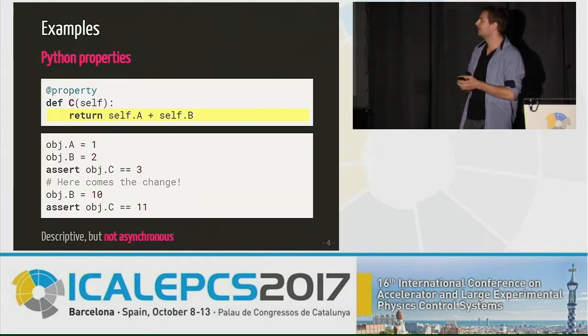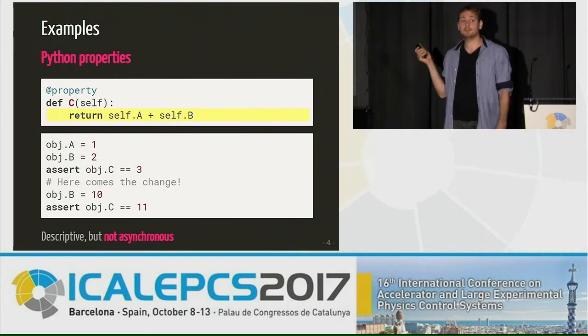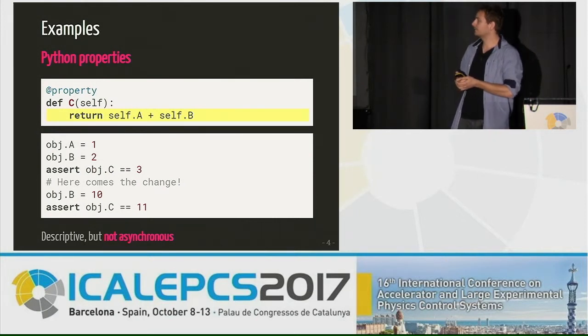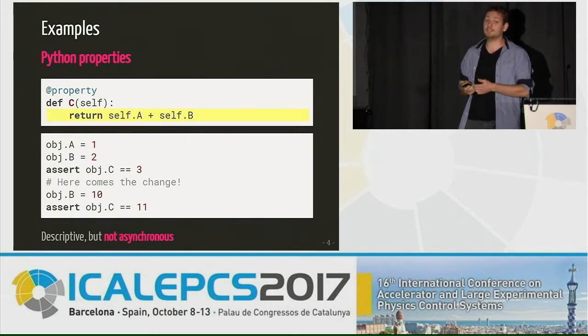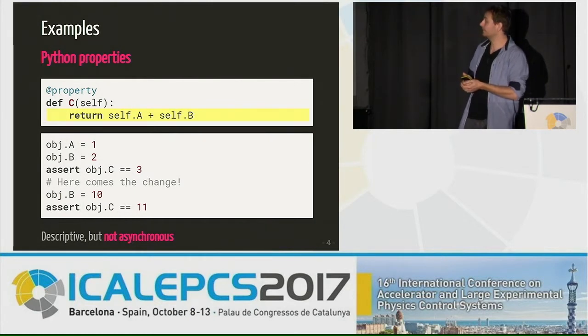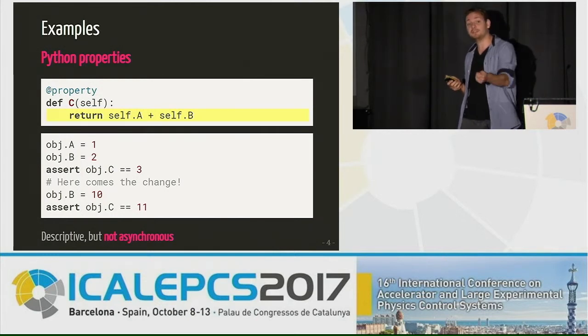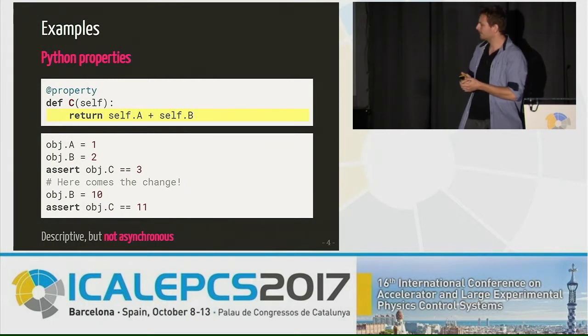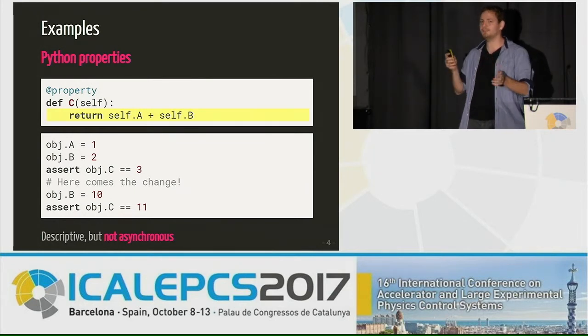So how does that work in practice? If you've done a bit of Python, you might remember about Python properties. It's a very simple syntax. You decorate a method, and this magically becomes a property. So you define it with a simple relationship, C equals A plus B. And then if B changes and you ask for C again, then you will get the updated value for C. However, this is not asynchronous. So this is not really reactive. Whenever you're asking for C, the value will be computed again. So it's not very efficient. So it doesn't really fit into the paradigm, but still it has this concept of descriptive interface.